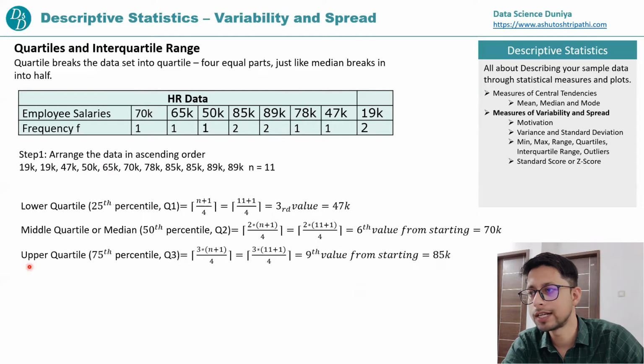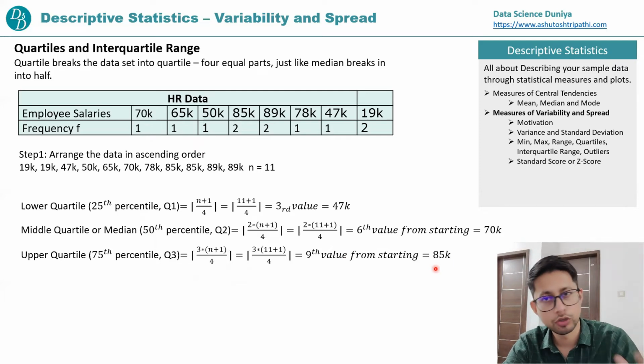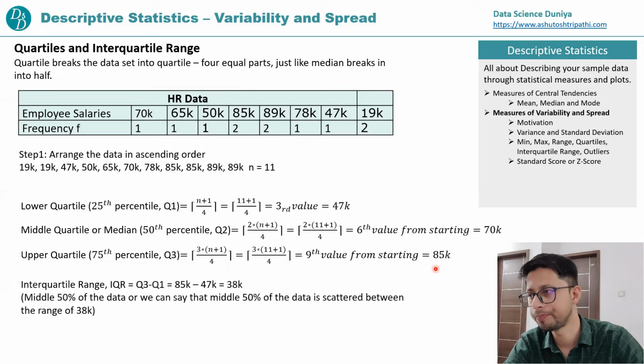And then the upper quartile, that is the 75th percentile, is 3 into (n plus 1) by 4 with the ceiling function, and then you calculate that it is the ninth value from the start. That is 85K. So 75% of the salaries are less than 85K. In the overall organization, 75% of the employees are getting less than 85K. That's its significance.